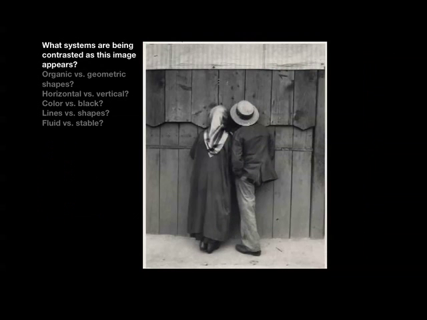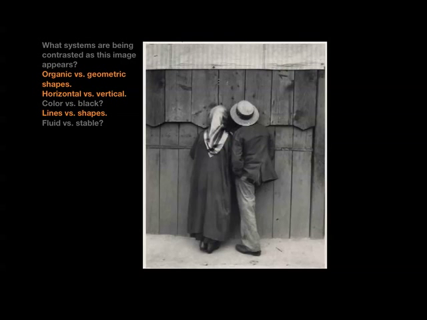What systems are being contrasted as this image appears? Organic versus geometric shapes, horizontal versus vertical, color versus black, lines versus shapes, fluid versus stable. You obviously have the organic shape of the combined figures versus the geometric shapes of the paneling on the fence and the pinstriping on the canvas above the fence. You've got contrast of horizontal lines versus vertical lines, and of course the figures are vertical themselves.